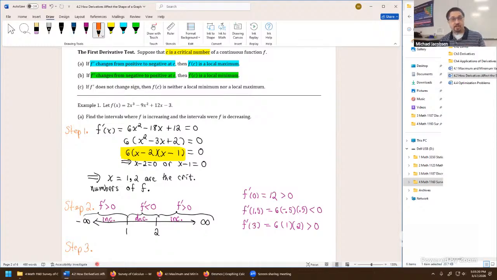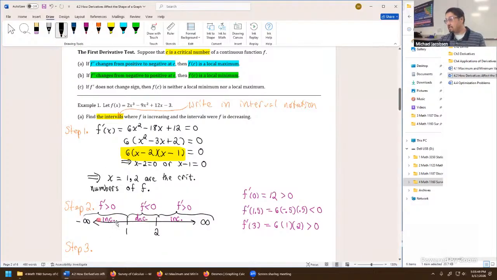Okay, step 3 is just summarizing what we are seeing in the sign chart. We have to give the actual intervals where it's increasing and decreasing. So watch out for this part right here. What this is asking us to do is write in interval notation. This is what WebAssign is asking as well, so we'll do the same on quizzes and exams.